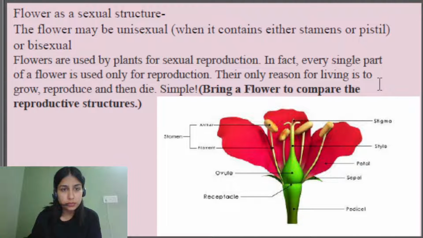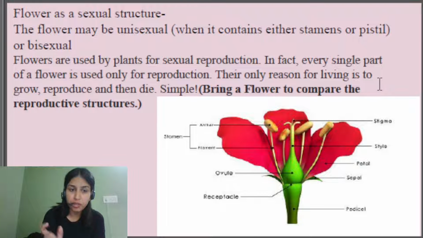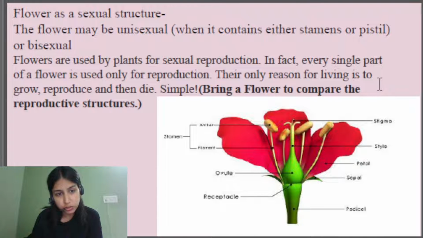So a unisexual flower is a flower that has only one sexual part. Either it will be the female part or the male part. So the unisexual flower will have one type of sexual structure in it. Either a female sexual structure in that unisexual flower or a male sexual structure in that unisexual flower. So it contains either stamens or pistil.